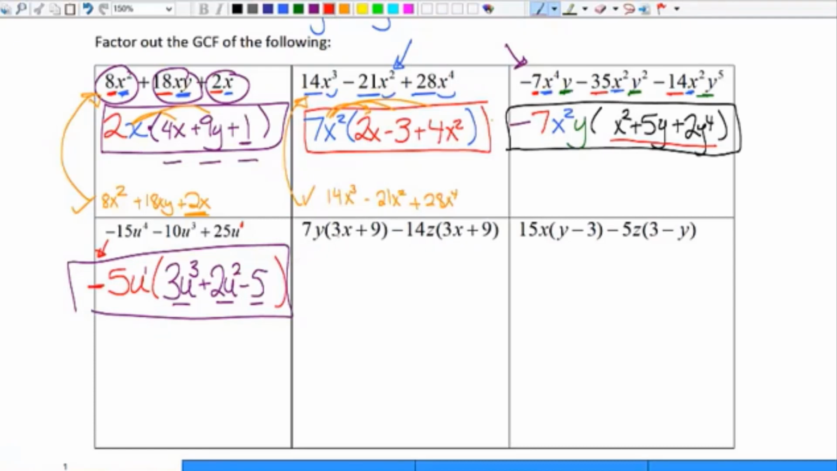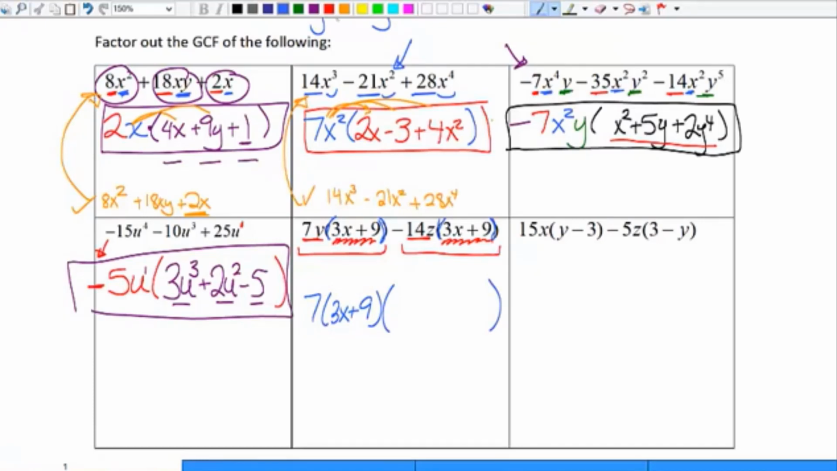Okay, so on the next problem, I'm looking to see if there's anything common. Well, this is the first time when we have parentheses here. So I'm not only looking at the first terms, but I'm also looking at the inside of the parentheses. So I have two very long terms here. What do you see common between 7y and 14z? Well, it looks like 7 and 14 both have a common factor of 7. It also looks like both terms have a common factor of the parentheses 3x plus 9. So 3x plus 9 is common in both.